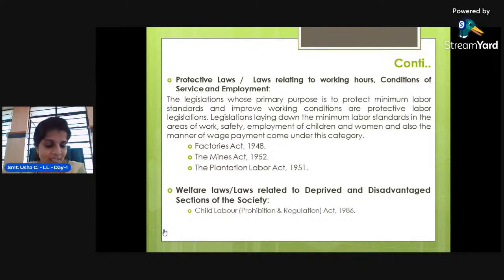I also wanted to specify the statistics here. India has the highest child labor, with 5.8 million children between the ages of 5 and 17 years working, followed by Bangladesh, Pakistan, and Nepal. But India is the first country having the highest child labor.